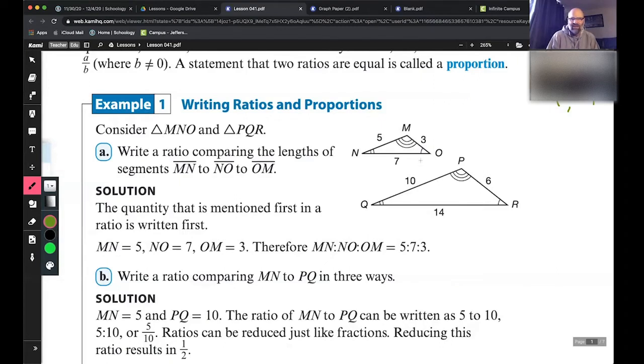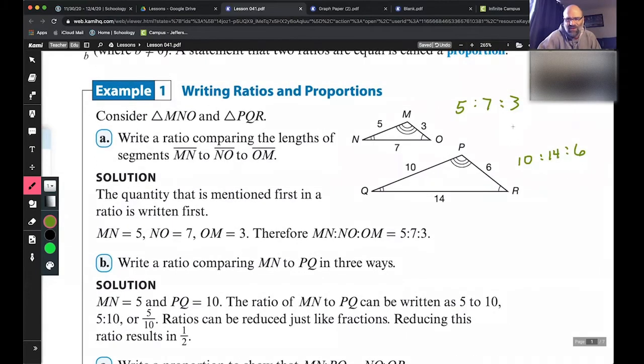So MN to NO, let's see. I could write a ratio of all three of these to each other. I could say 5 is to 7 is to 3. So this is like a three-part ratio. And then this one is 10 is to 14 is to 6. So you can write ratios like that as well.